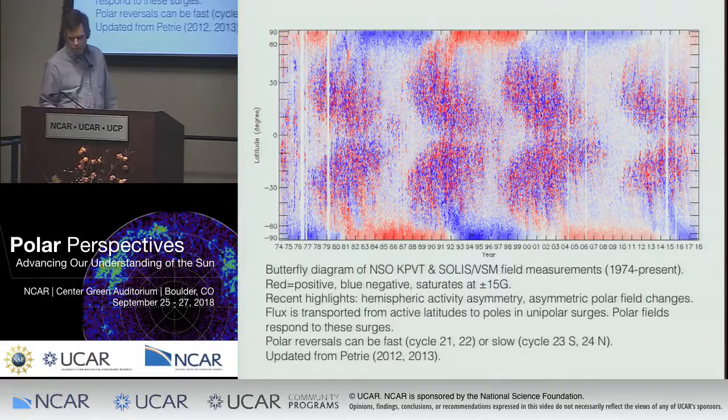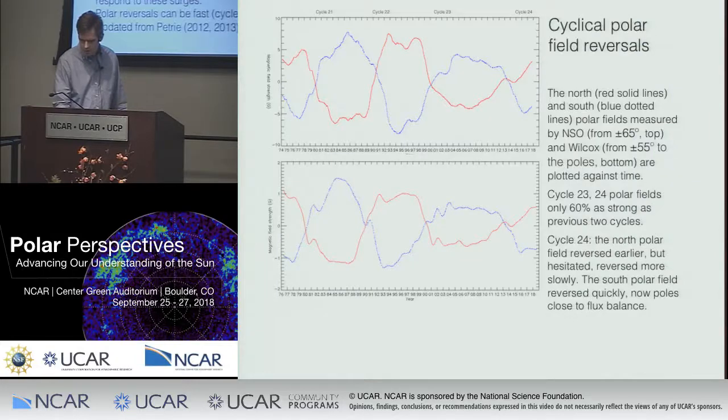so that the flux density increases monotonically over most of the cycle as we go poleward, pretty much up to 80 degrees.